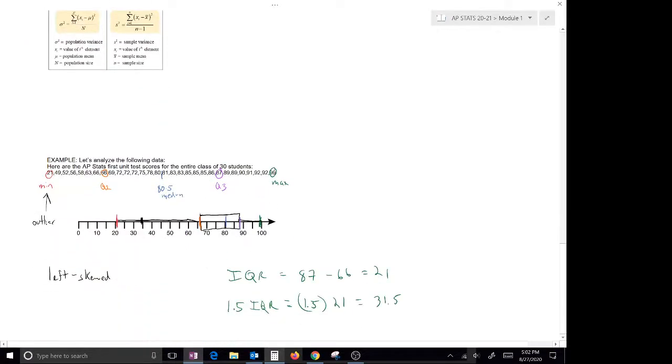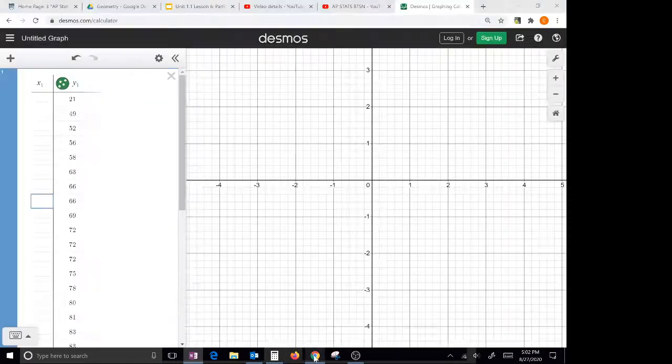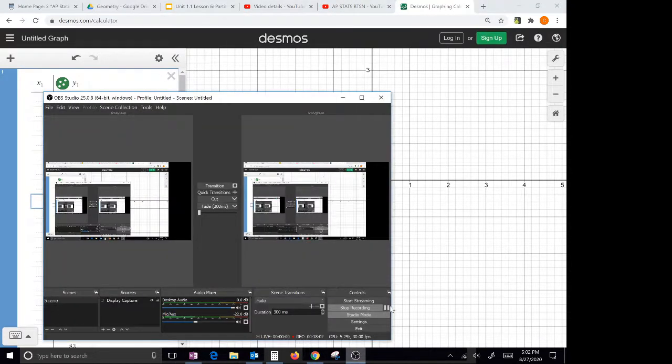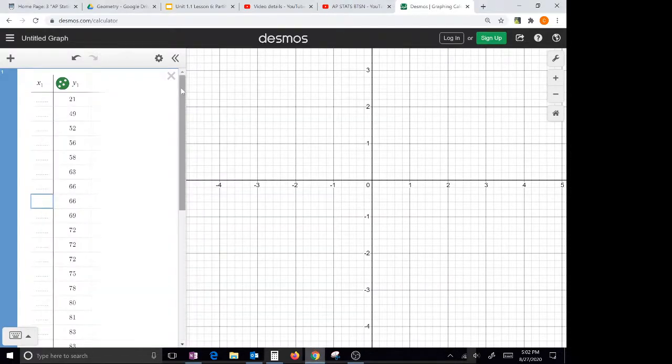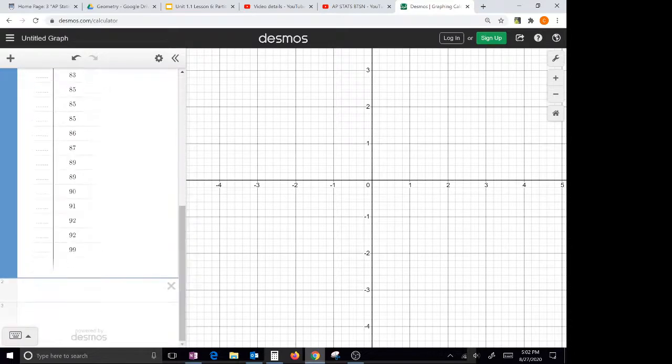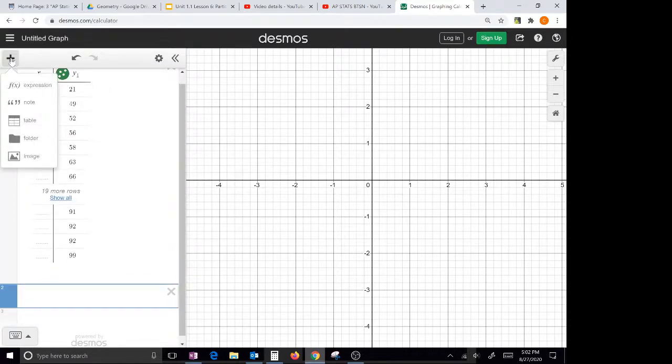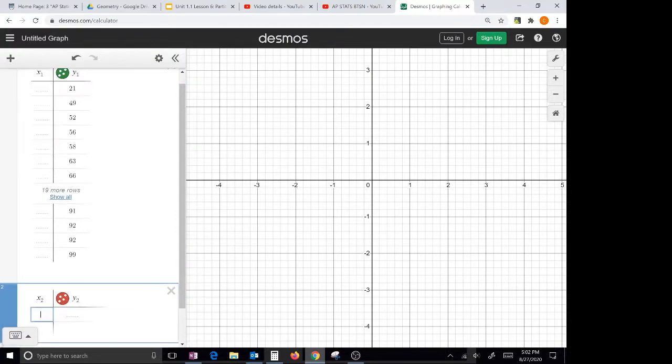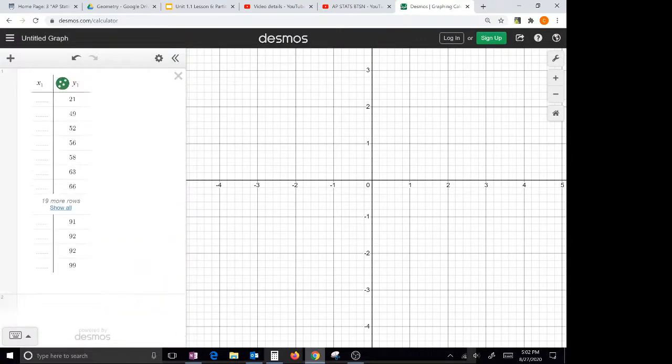Well, let's actually go ahead and do that. So I'm going to go ahead and open up Desmos. I already have our data listed here. By the way, if you want to create this chart, all you do is hit this plus, and then you add a table, and then you can add your data. Okay, so I have all of my data here, all of our scores.